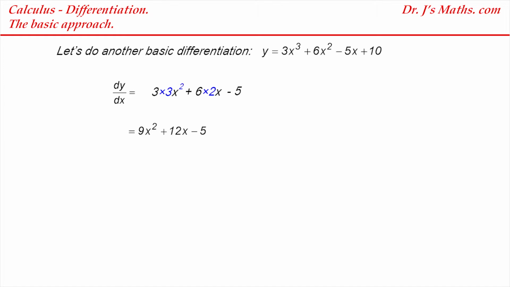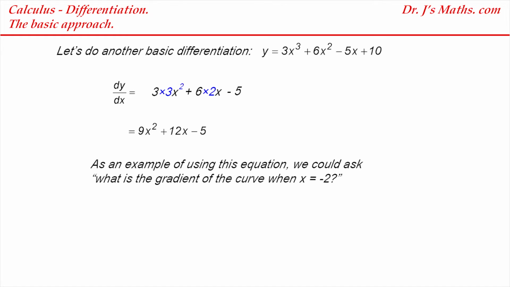minus 5. Now if we wanted to use that equation for the derivative, we could ask what is the gradient of the curve when x equals minus 2. So we just substitute into our dy/dx equation, and we have 9 times minus 2 squared plus 12 times minus 2 minus 5. Tidy it up, maybe in your calculator, you get 7. So the gradient of the original function at x equals minus 2 is 7. So the curve is increasing at that point fairly quickly.